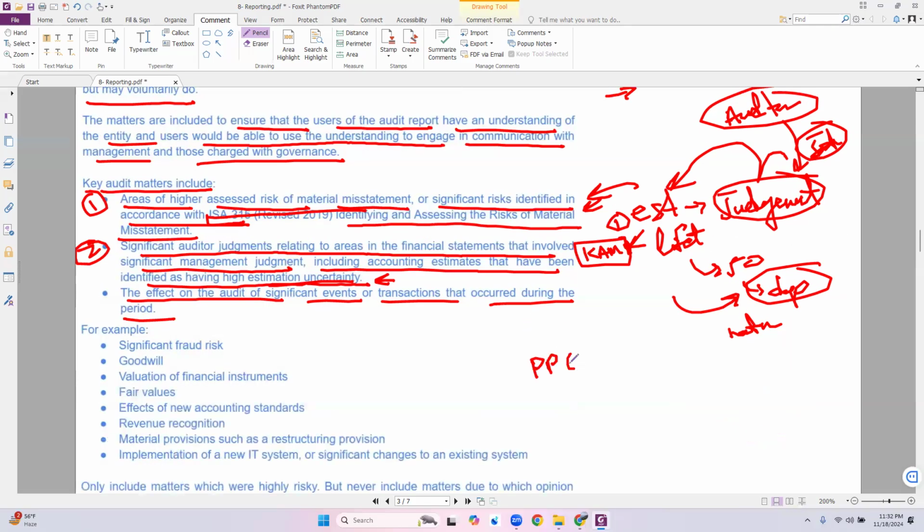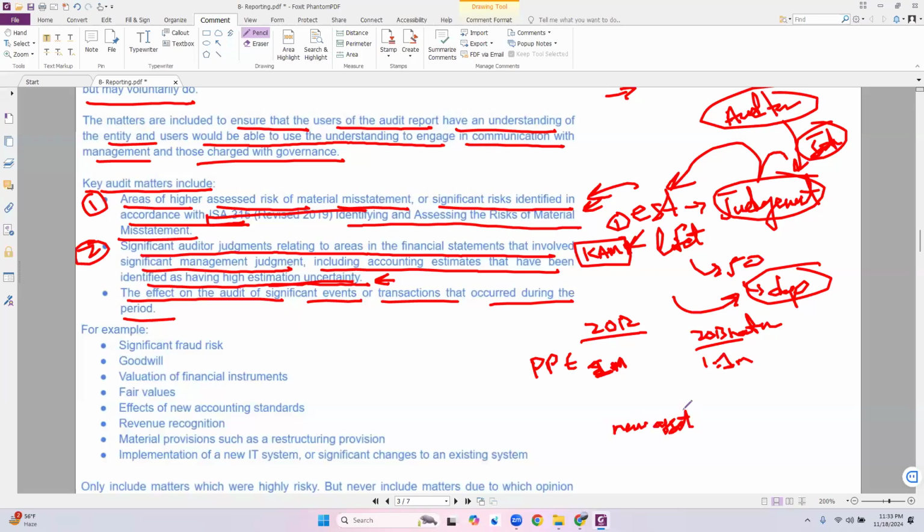Let's talk about property, plant, and equipment. Let's say in 2012, my property, plant, and equipment had a total value of $1 million. After all the depreciation charges, everything, my value of property, plant, and equipment was $1 million. In 2013, my property, plant, and equipment had a value of $1.1 million. What is happening here? The value of PPE is increasing. Either a revaluation must have been done, because after depreciation, the value should reduce. It should not increase. Either revaluation should have been done, or a new asset has been included.